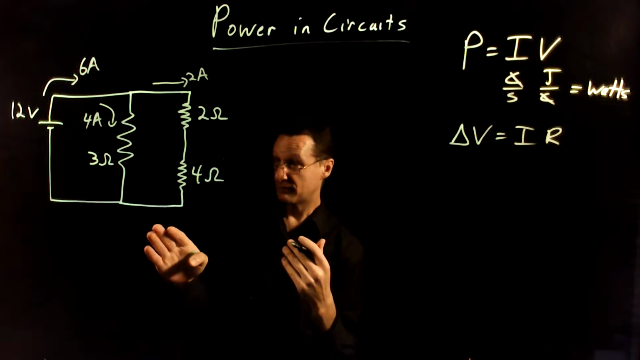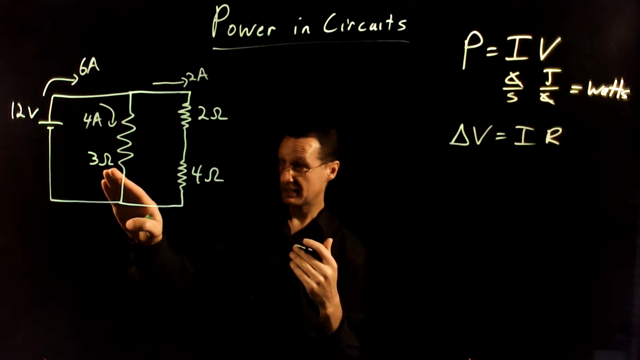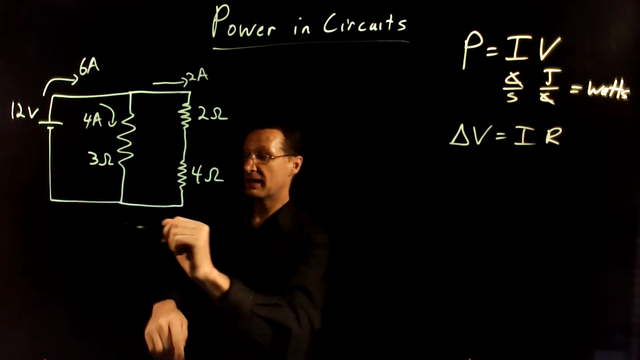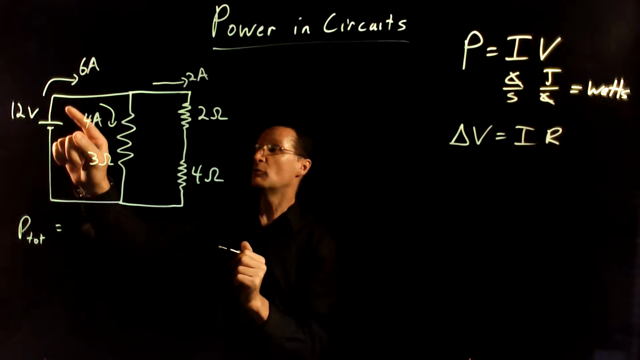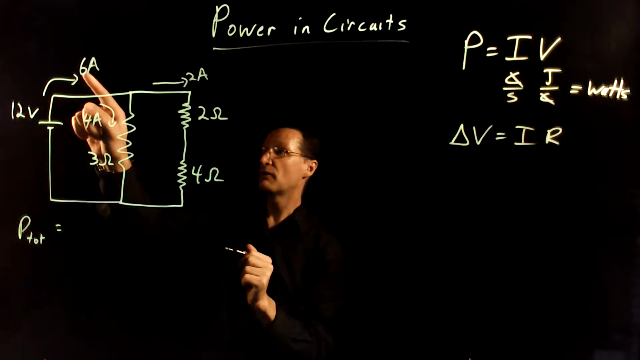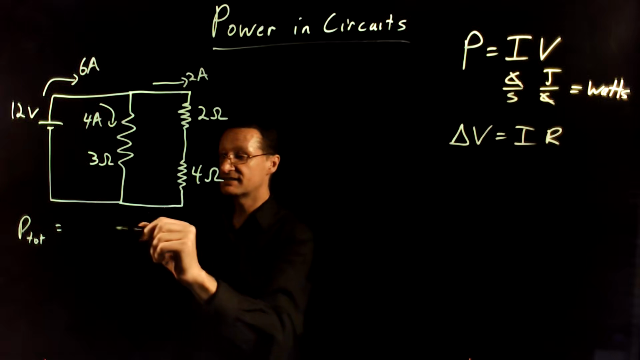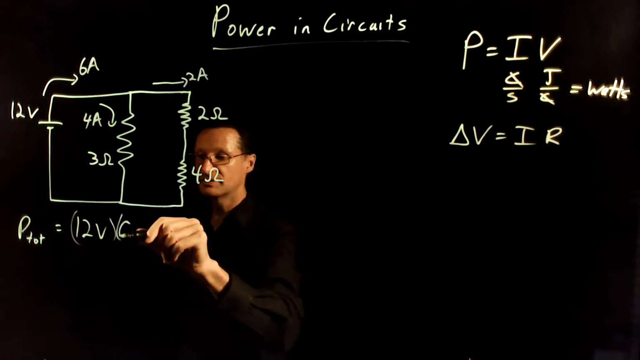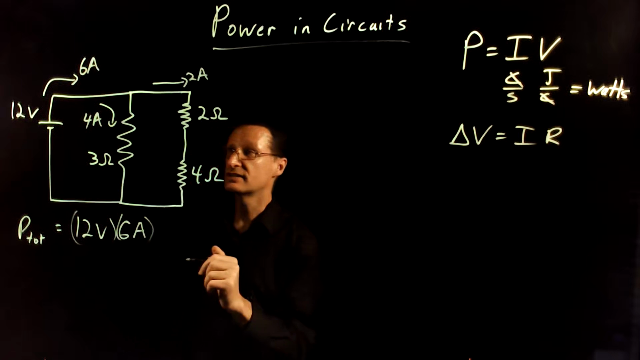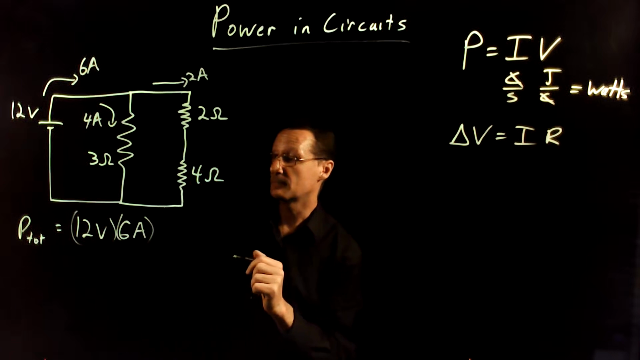Now, how can you find the total power dissipated by the battery? So the total power dissipated by the battery will be the product of the 12 volts provided by the battery and the 6 amps, the current the battery is outputting.